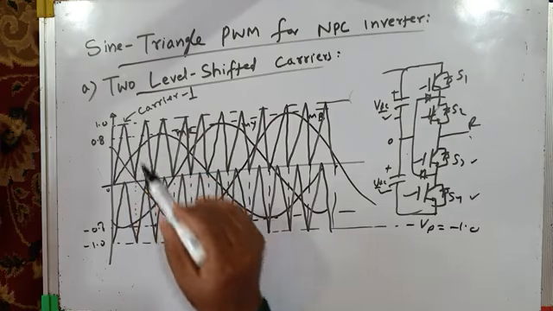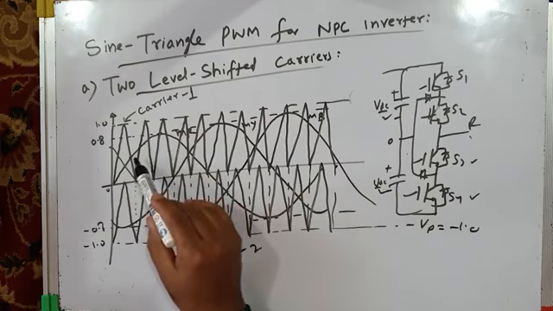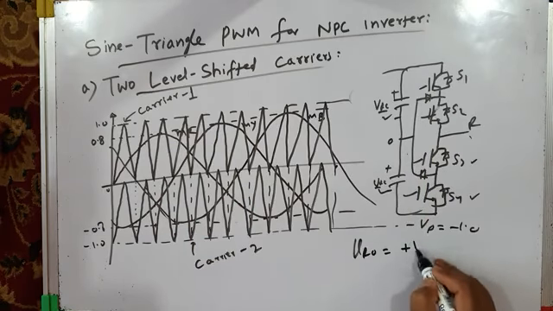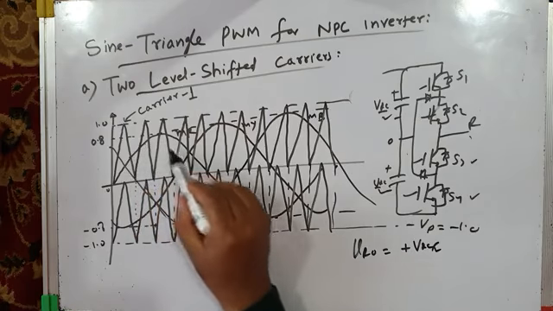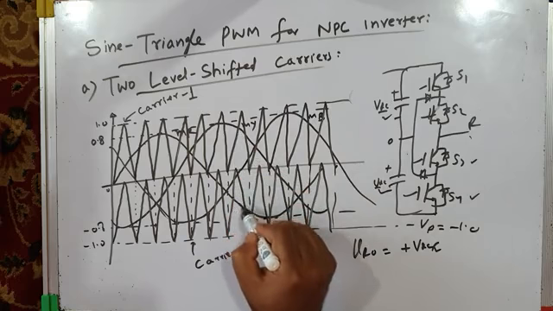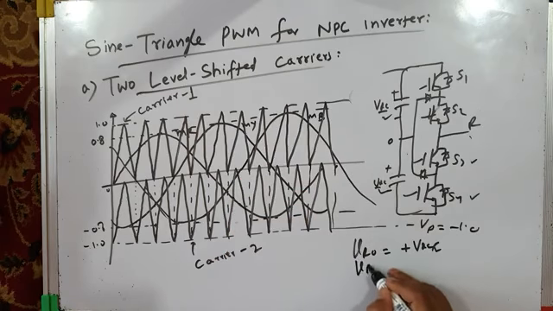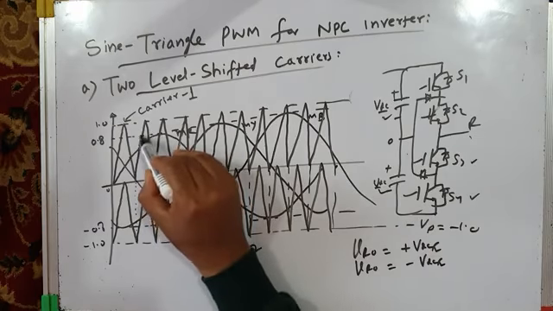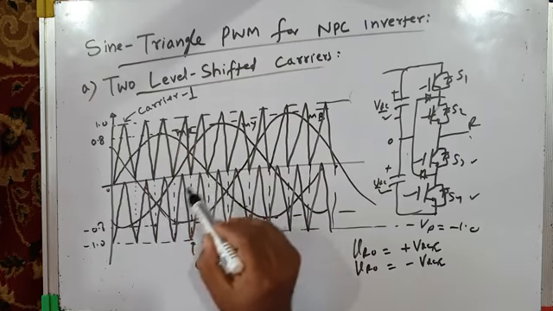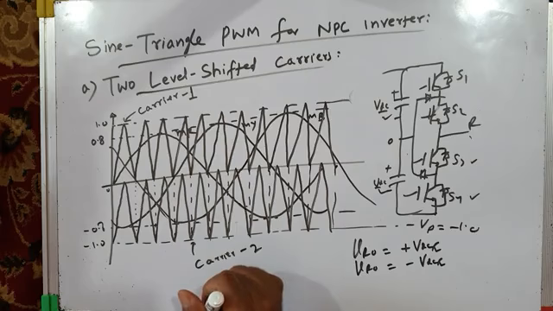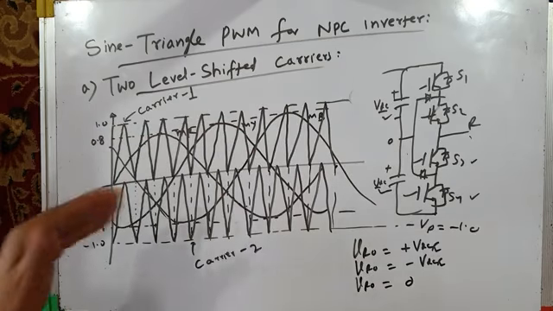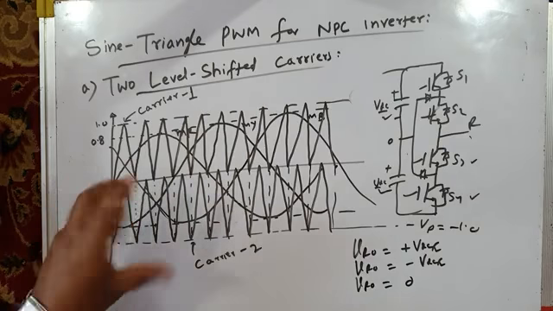Therefore, when a particular modulating wave, say modulating wave MR, is greater than both the carriers, top 2 switches will be on and pole voltage VRO will be equal to plus VDC by 2. When the modulating wave MR is less than both the carrier waves, for example from this to this, the bottom two switches will be on and pole voltage VRO will be equal to minus VDC by 2. And when the modulating wave is less than carrier 1 but greater than carrier 2, or less than carrier 2 and greater than carrier 1, then the middle two switches are on, and at that time pole voltage is equal to 0. This is the logic. This logic you can implement using MATLAB Simulink software, or you can do it through programming.